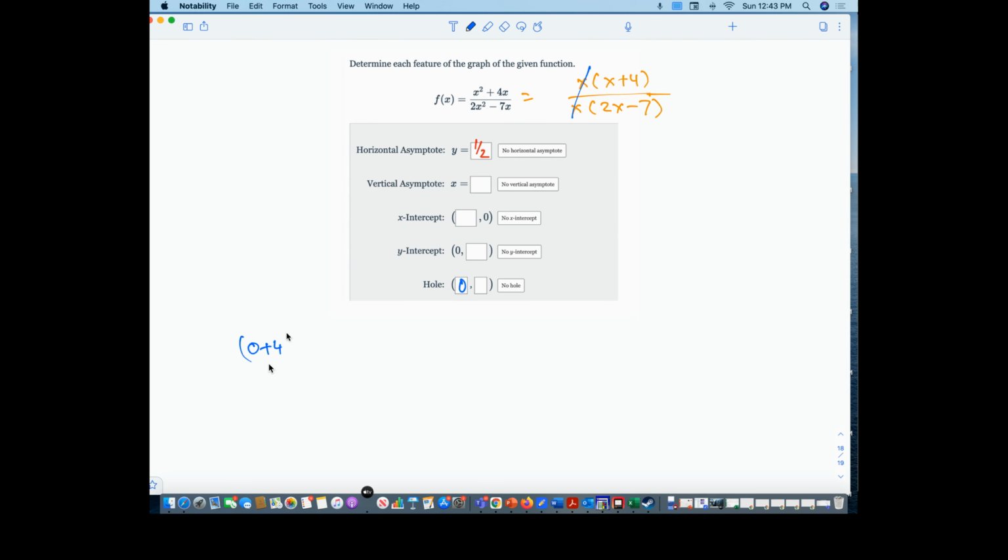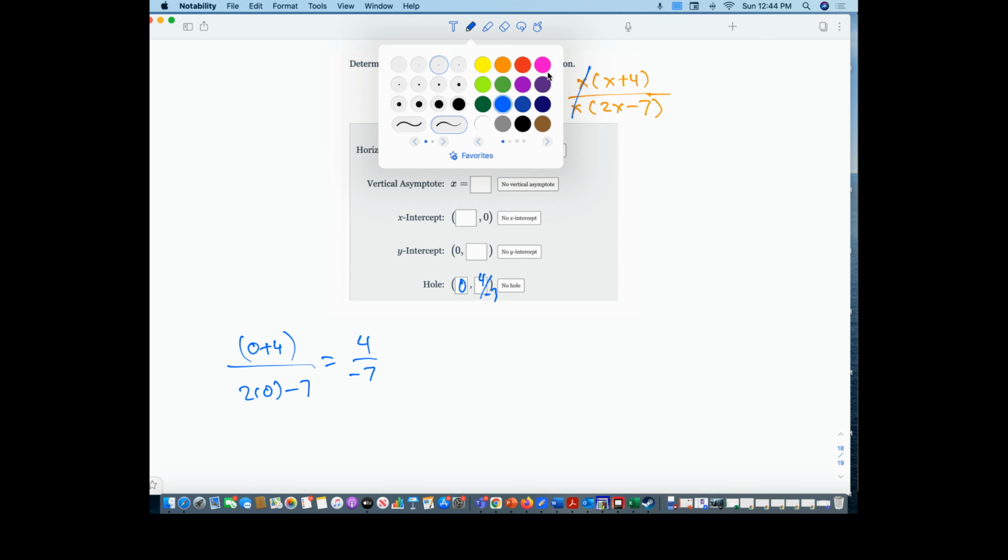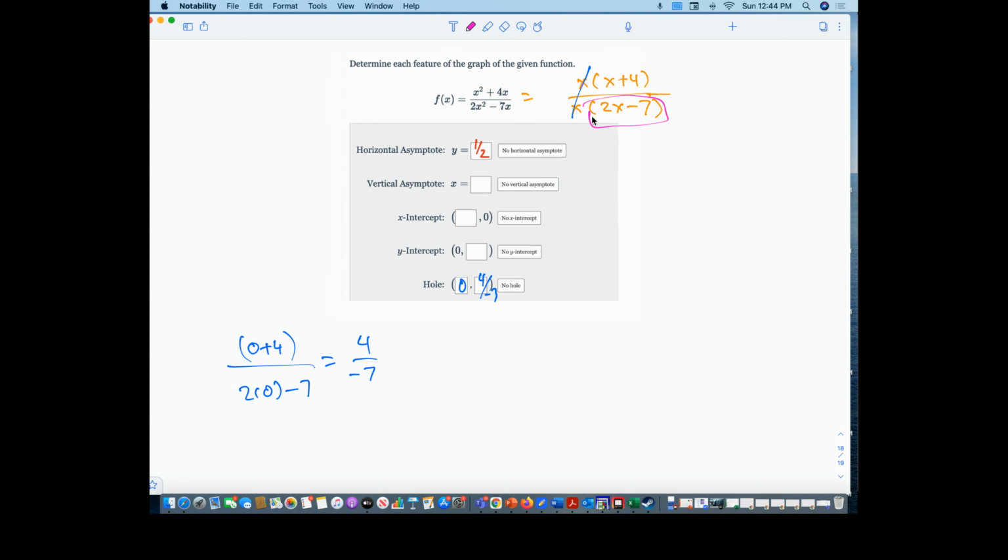We get 0 plus 4 over 2 times 0 minus 7. And so I'm plugging that x value back in, and I'm going to get 4 over -7, and that's this value right here. If nothing cancels out, you don't have a hole. Okay. With what I'm left with, the denominator is going to be set equal to 0. So 2x minus 7 is going to be set equal to 0. We're going to solve, and x is going to be 7/2. And so x is 7/2.